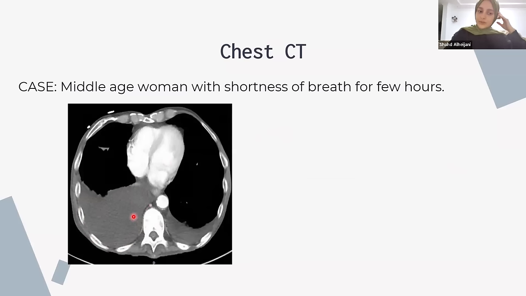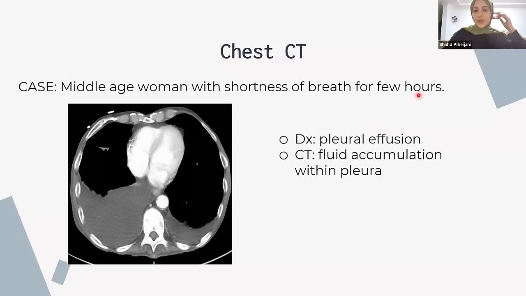Fluid buildup, okay. So what do you call this? Pleural effusion. So here you have pleural effusion, which is fluid accumulation within the pleura. Here you have some fluid accumulation within the pleura, but here you have much more.